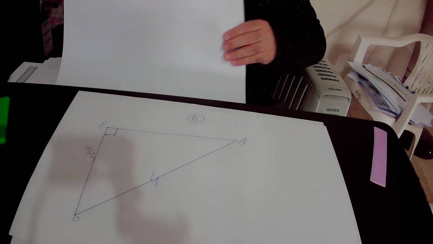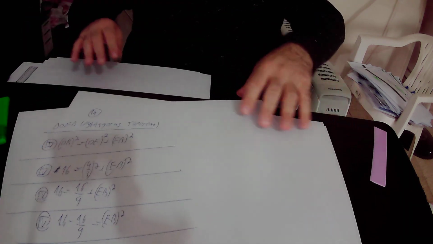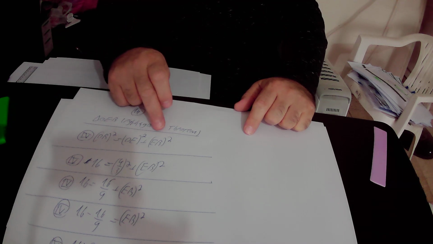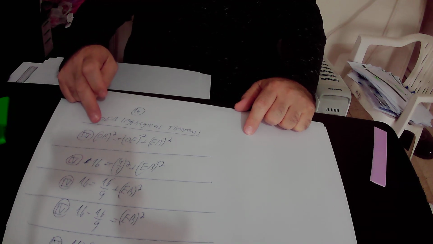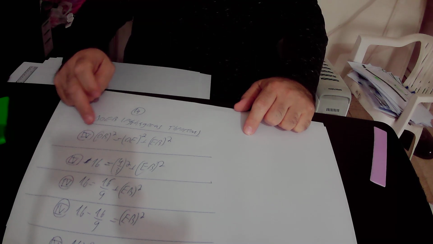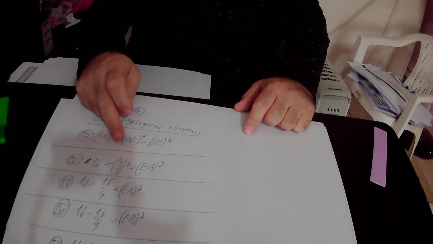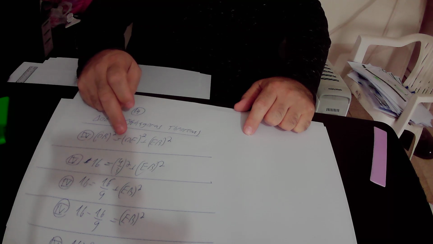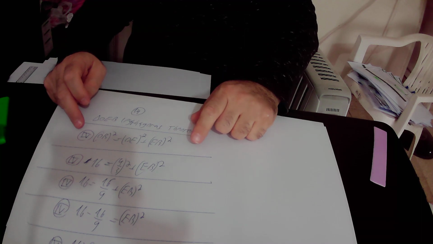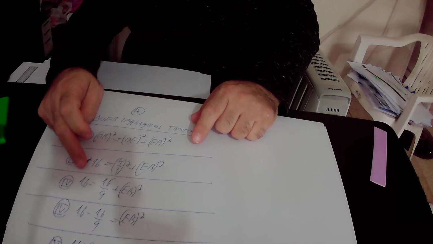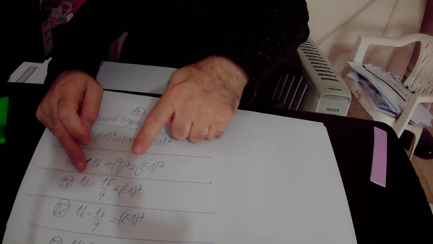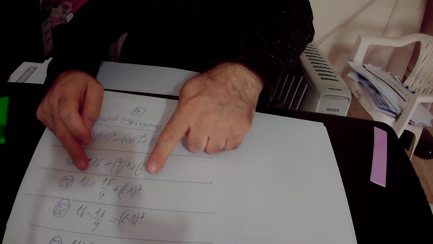theorem, that the square of the hypotenuse equals the sum of the squares of the perpendiculars, that is to say OB square equals OE square plus EB square. OB equals 4, so OB square is 4 square, 4 square is 16. Plus OE is 4 over 3, so OE square is (4 over 3) square, plus EB square. So in total, 16 plus (4 over 3) square is 16 over 9. So 16 equals 16 over 9 plus EB square.